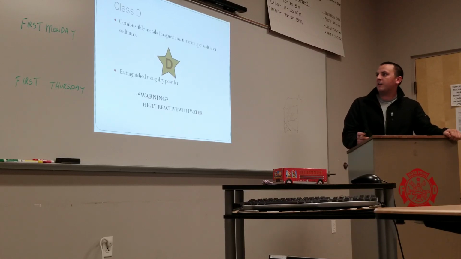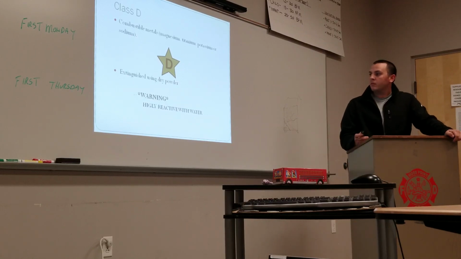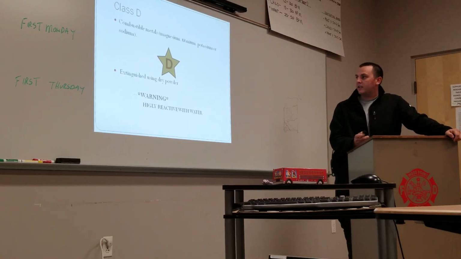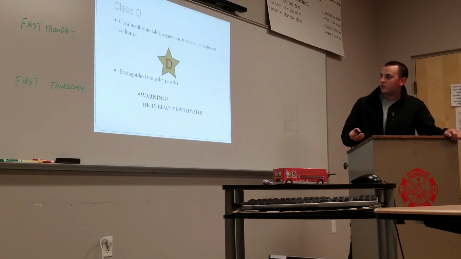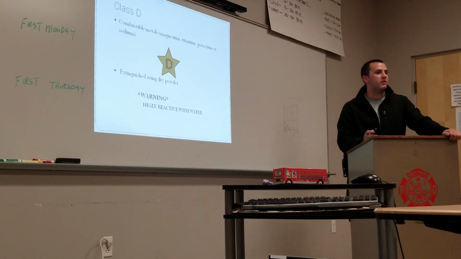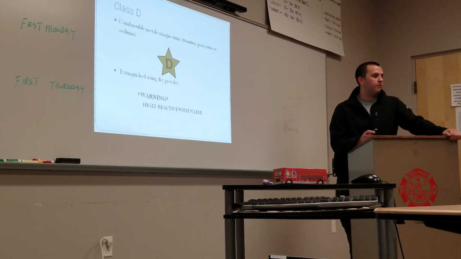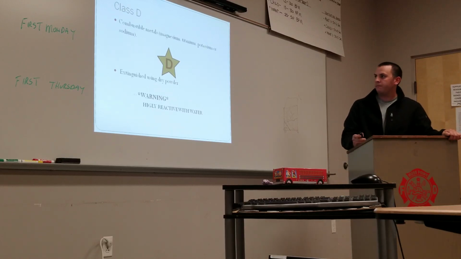Our Class D fires are combustible metals, such as magnesium, titanium, potassium, or sodium. The symbol for a Class D fire is a yellow star with the D inside of it, and it can be extinguished using dry powder. As you can see on the bottom where I have a warning, it's highly reactive with water. As you know, if you fought a car fire, you hit the dash and the magnesium, you have all the sparks. That's the water reacting with the combustible metal.